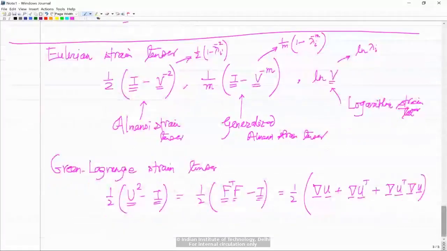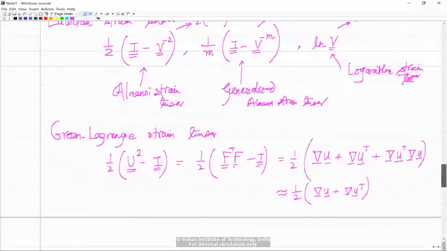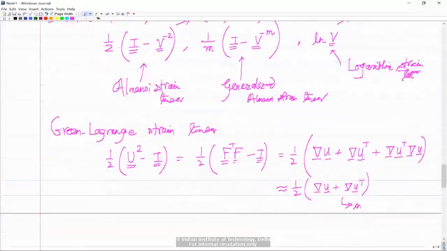And from here, you would notice that if you neglect the quadratic part, then this becomes half of grad u plus grad u transpose, which is the strain tensor that we have used in undergraduate course. And this is also called the infinitesimal strain tensor.